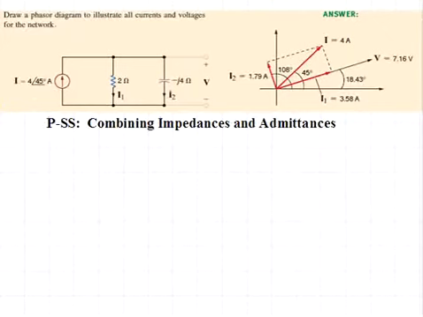This is Learning Assessment Problem 812. The problem-solving strategy here is that of combining complex impedances and admittances and working with a phasor diagram. The circuit consists of two parallel impedance elements connected to a current source. And we are to determine various currents in this circuit, a voltage, and then plot those results in a complex phasor diagram.